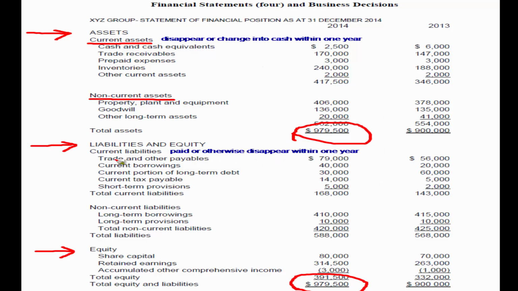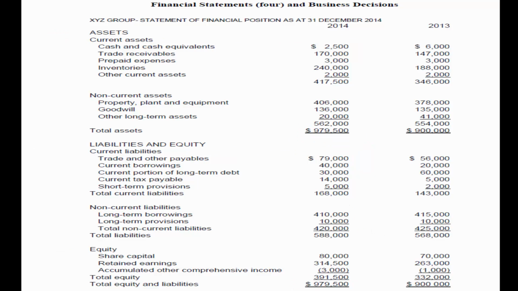Similarly, for our current liabilities, these are liabilities that we will either pay or they will otherwise disappear within a year. Whereas our non-current liabilities are those things that we borrow but don't have to pay back within 1 year. We will talk about what all of these accounts are and how we put these amounts into these accounts in another video. Right after this one, we're going to talk about the income statement or Statement of Comprehensive Income.